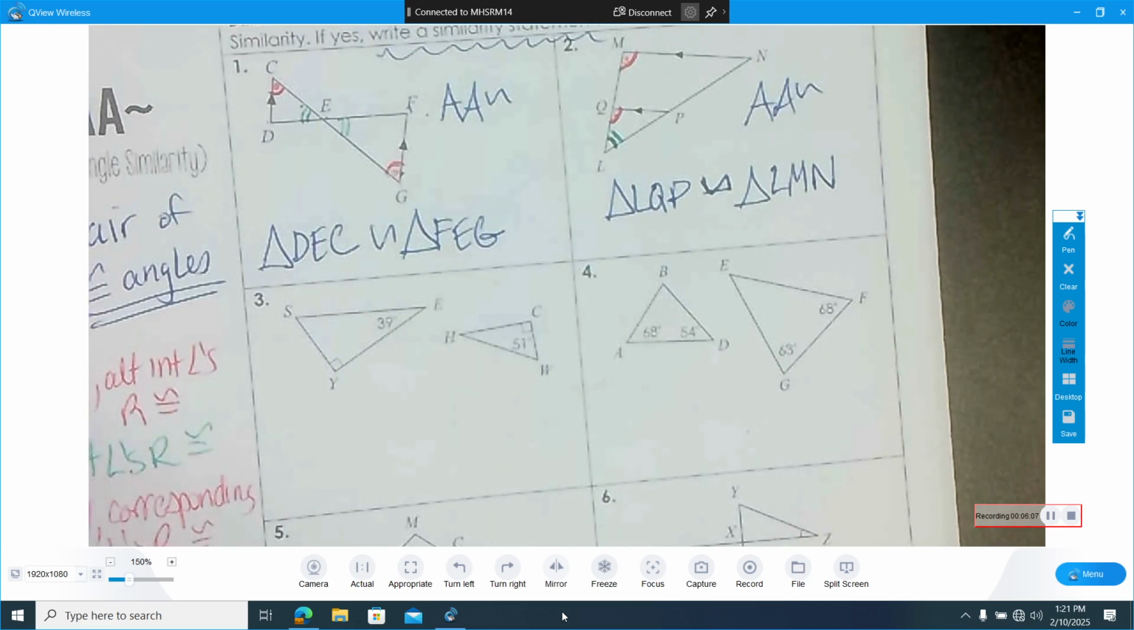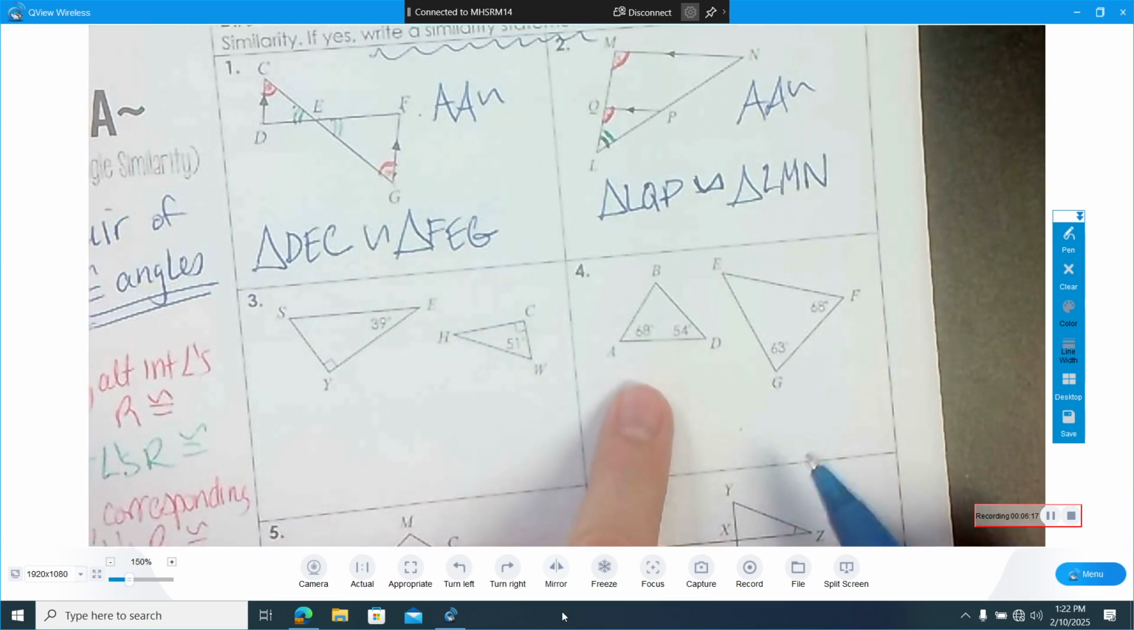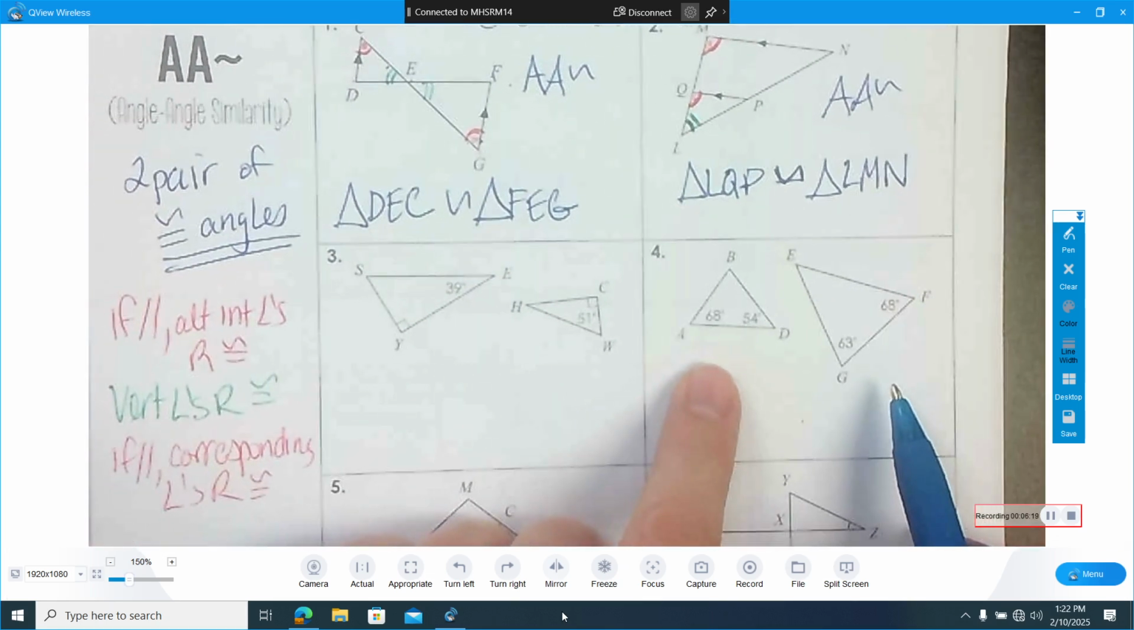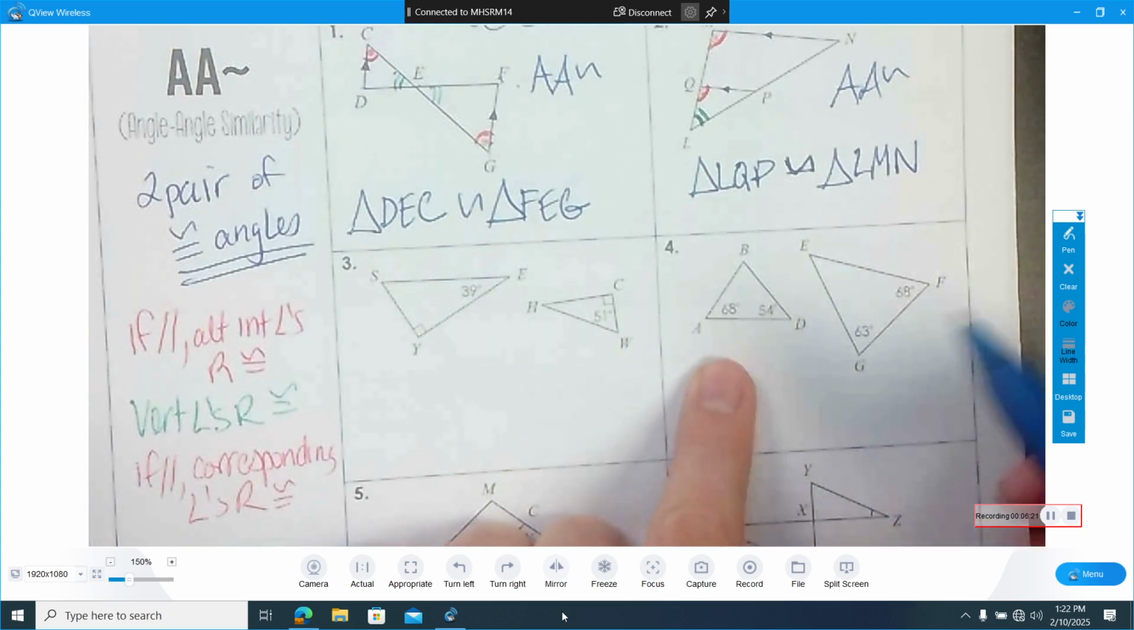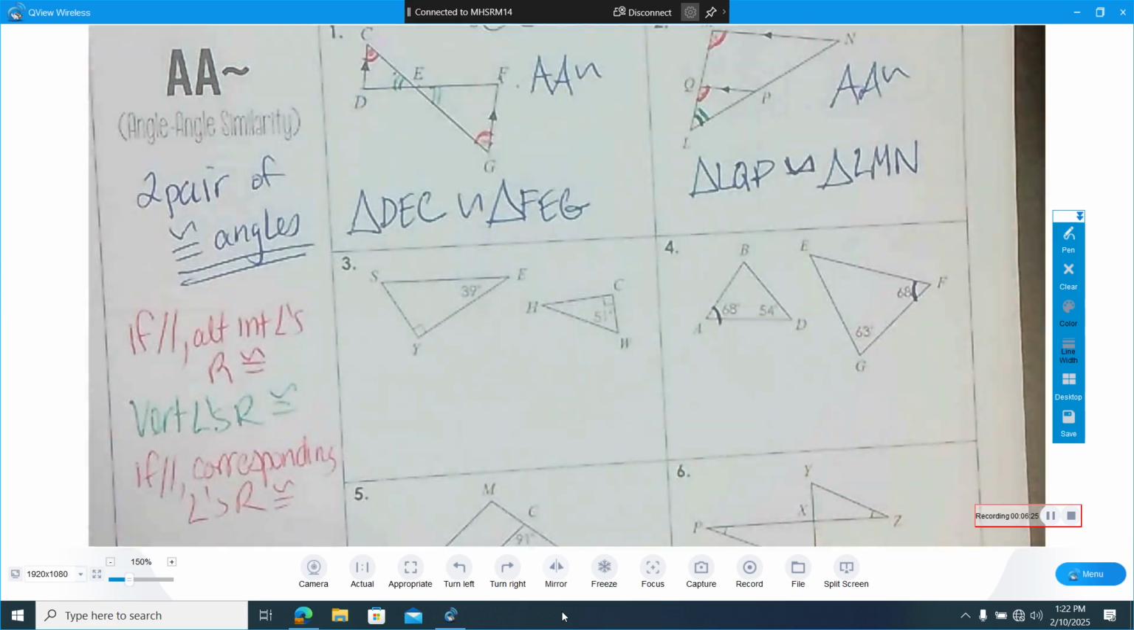All right. Let's look at number 4. Number 4, we've got some angle measures here. I see 68 degrees and 68 degrees. Those are two congruent angles. Do we have congruent triangles? Do we have congruent angles? We don't know. Can we figure more out? Okay.